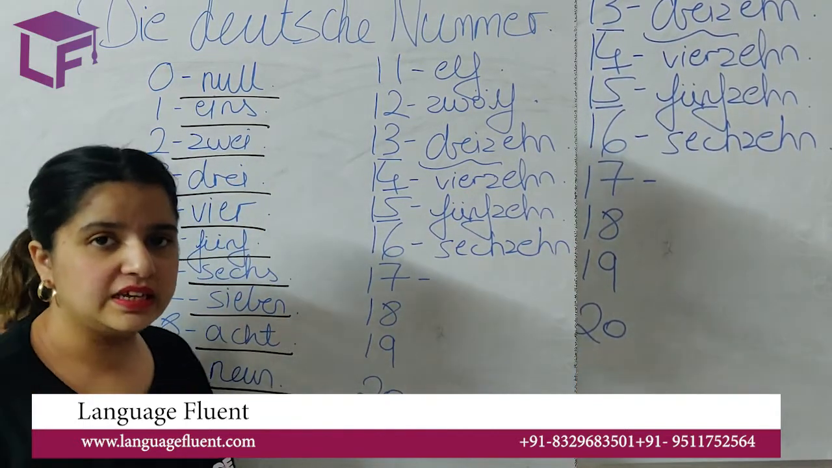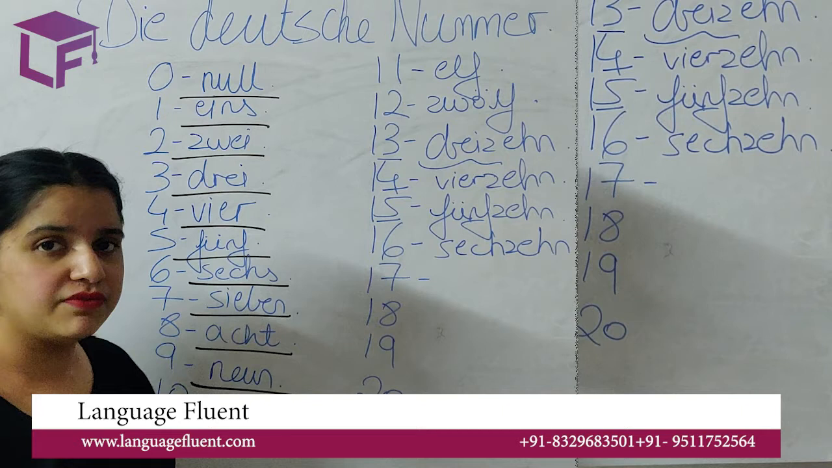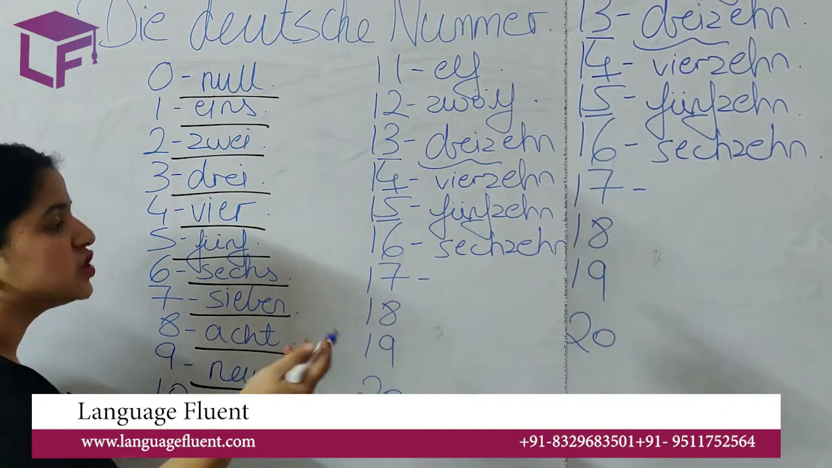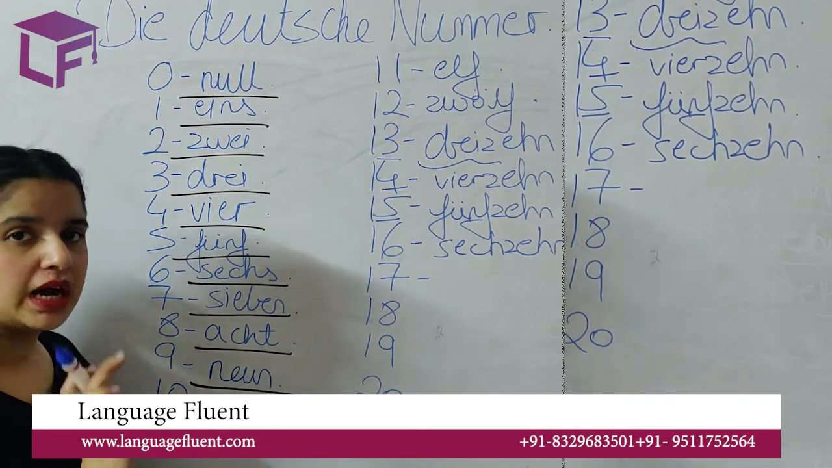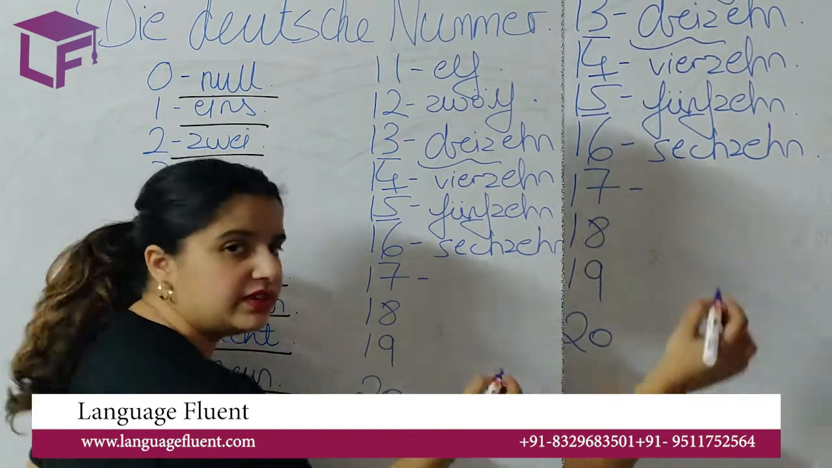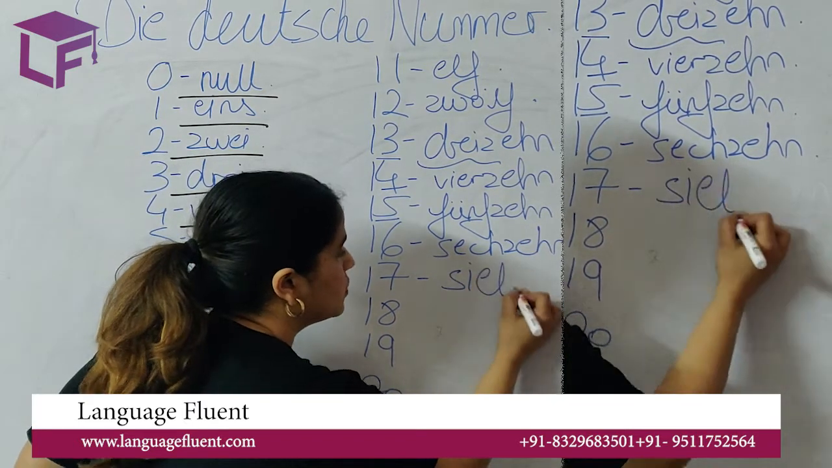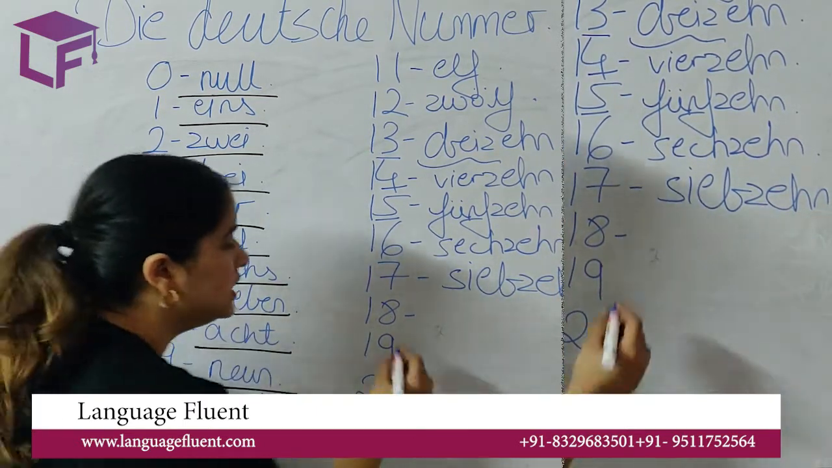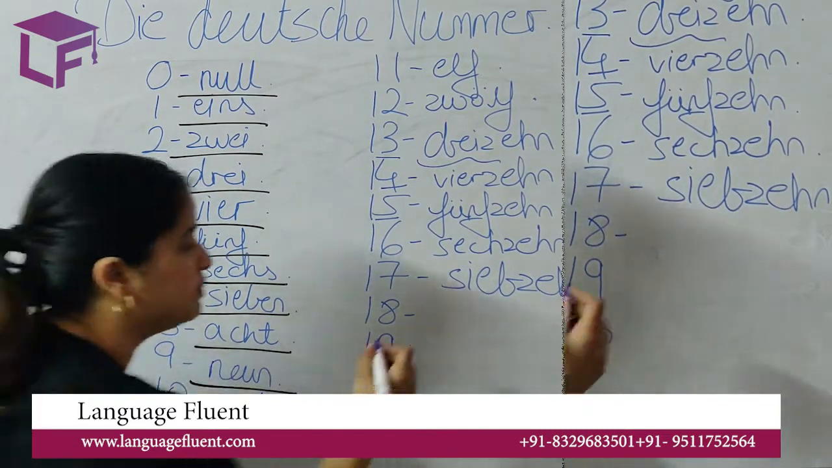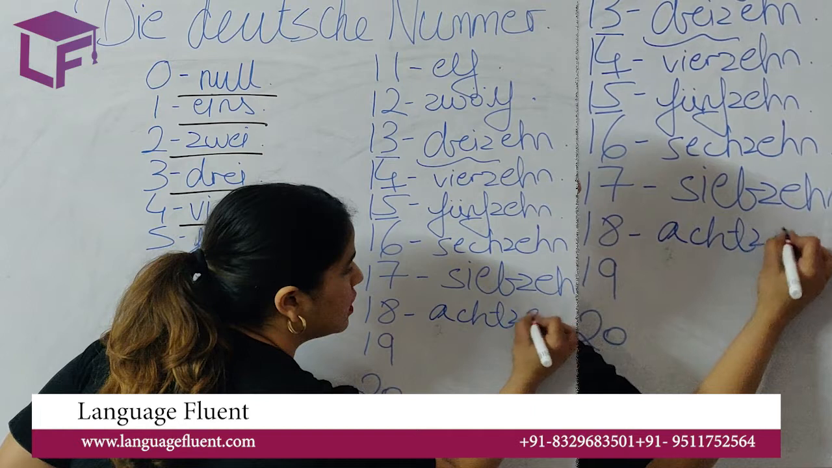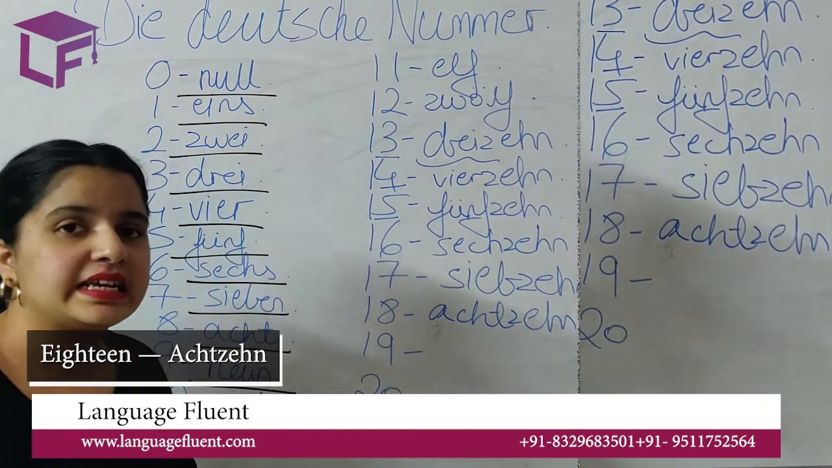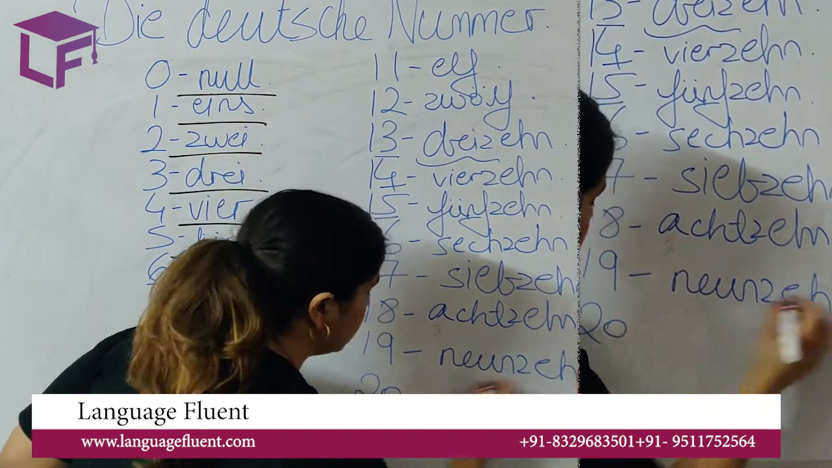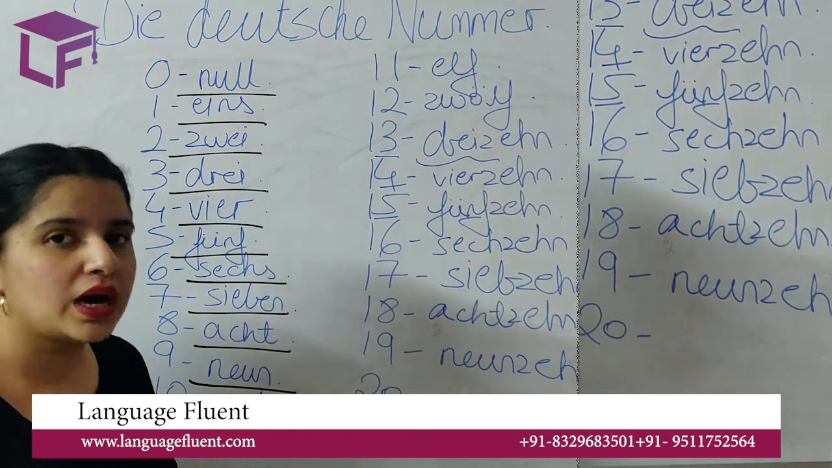Now for 17, it's an exception. For 17, we don't use the whole word 7 as we have used for 14 or 15. We just use that part of the 7 word. So 17 will become... 18 and 19, we apply the same rule. 8 is 8 plus 10, so that becomes 18. 19 becomes 19. And 20 becomes 20.